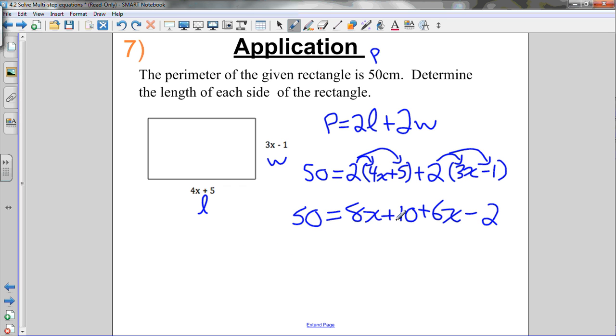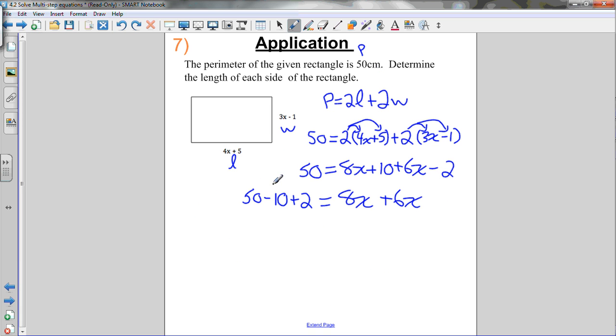So I'm going to bring this plus 10 to the left and it will become minus 10. And I'll bring this minus 2 to the left and it will become plus 2. And on the right, all I'm left with is the 8x plus 6x. Now let's collect our like terms. 50 minus 10 is 40, plus 2 is 42. And I have 8x plus 6x, that gives me 14x.